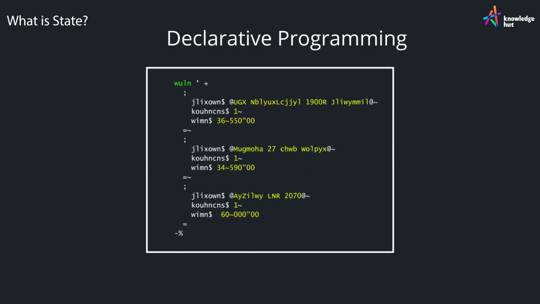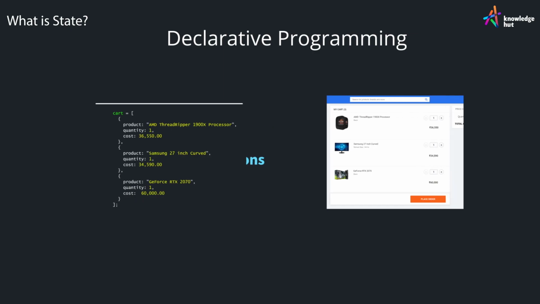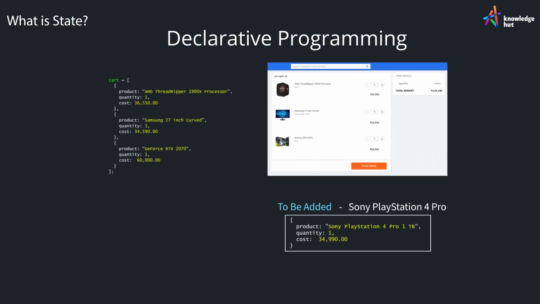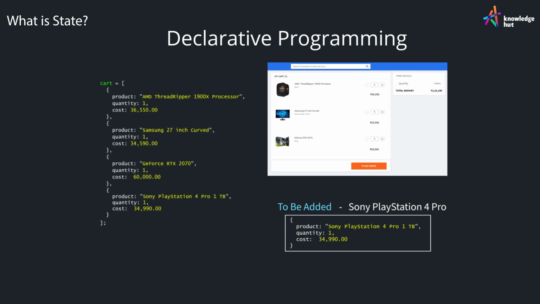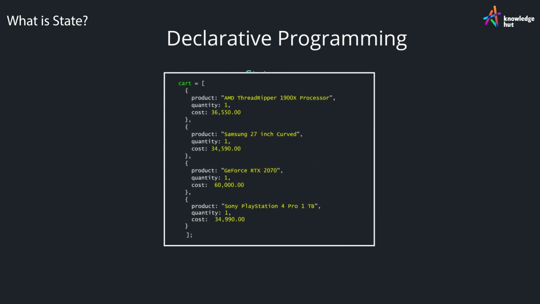Changes to this data should update the interface and the calculations on the price. Now, let's say we want to add another product. This should be as simple as adding the product to the array on the left. This should automatically update the UI on the right. Pretty simple, right? Let's call this data layer as state.